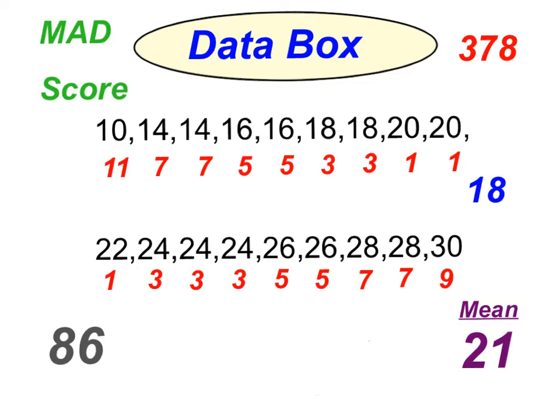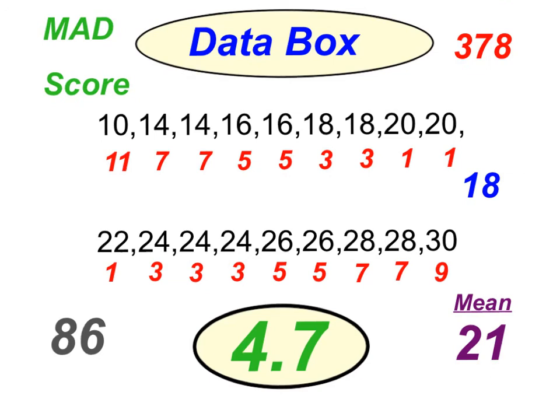Now, to calculate the MAD score, I take the sum of the differences between these values, and then I divide it by how many numbers there were. So 86 divided by 18 is 4.7, and that is my MAD score. Now, to translate this, the smaller your MAD score, or the closer to zero, the better. So a 4.7 is a very good MAD score.